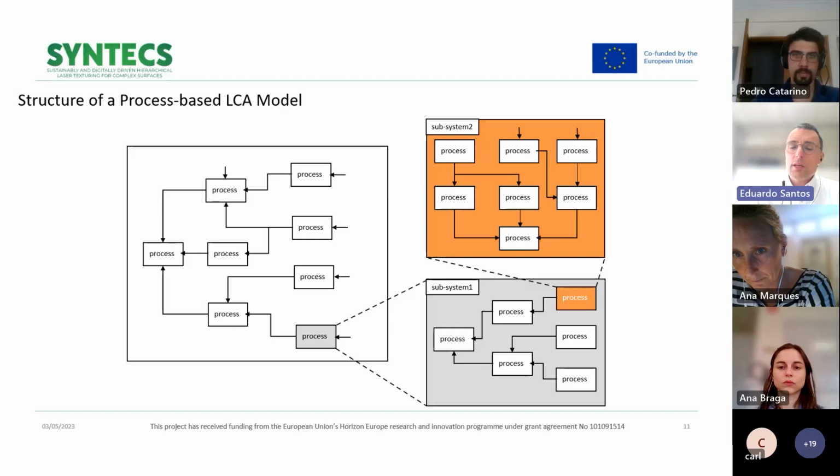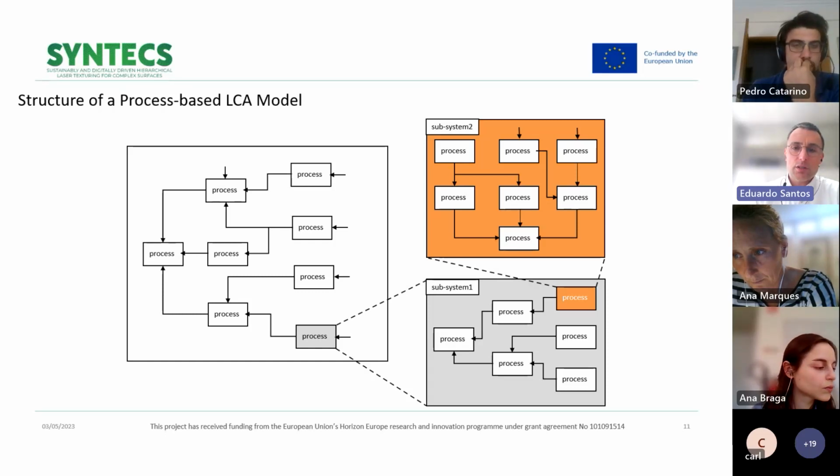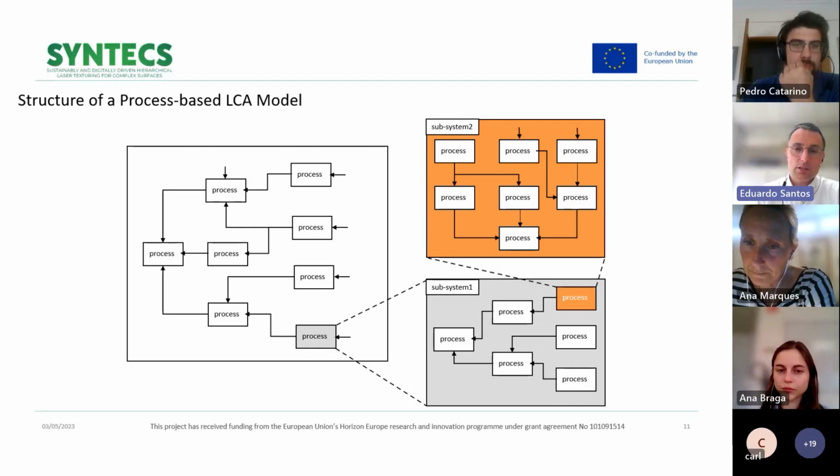To do the LCA, it's basically a structured process-based LCA model. So the operationalization of an LCA is basically to set up a sequence of processes, and those processes may include other sub-processes, and then continuously until you get to the baseline process, which is fundamental for the LCA accounting.